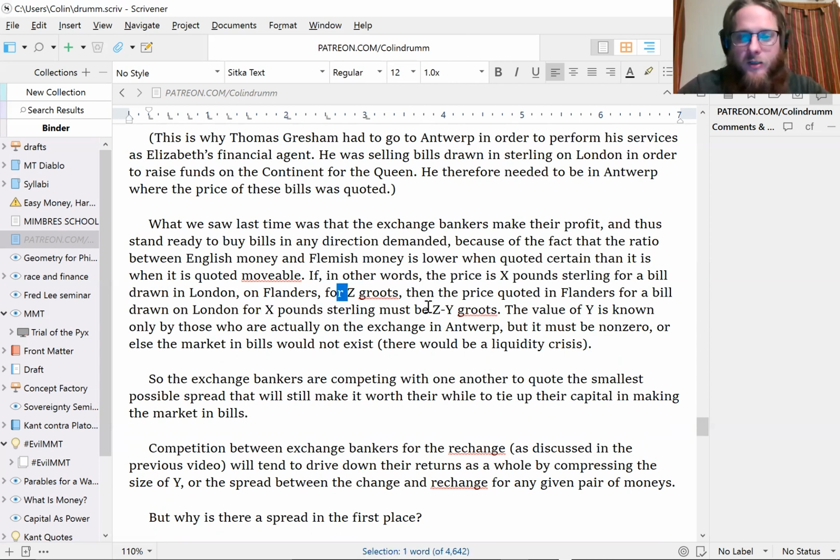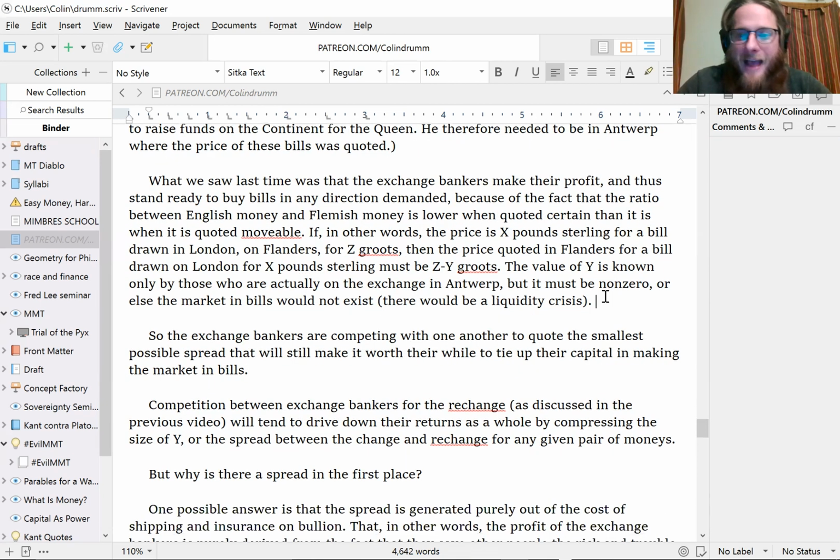Okay, so there's this Y. That's why everybody in London is always annoyed at Antwerp, because Antwerp is devaluing their money. They're saying, how dare those foreigners say that our money isn't worth what we think it should be? Well, because they're pricing it on the exchange, and there's this structural spread. The size of the value of Y is known on the exchange in Antwerp. You have to be there in the market, but it has to be non-zero, or else the market in bills wouldn't exist. There'd be a liquidity crisis.